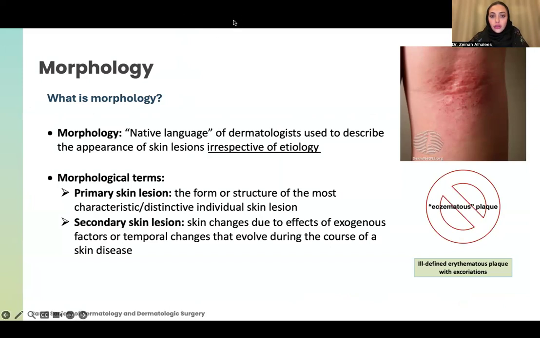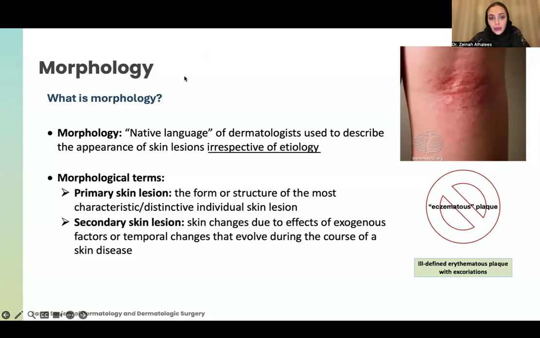Or should I move on to morphology? Okay, so I'll move on to morphology. And then if you guys have questions at the end, you can ask me. Wait, I see the chat. Okay, crystal clear. Thank you, guys. Awesome. Okay, so moving on to morphology.